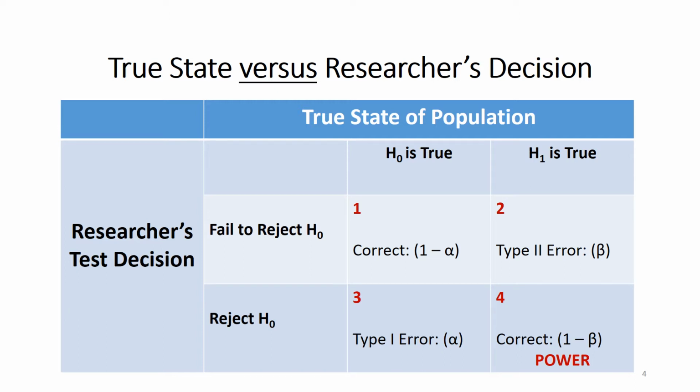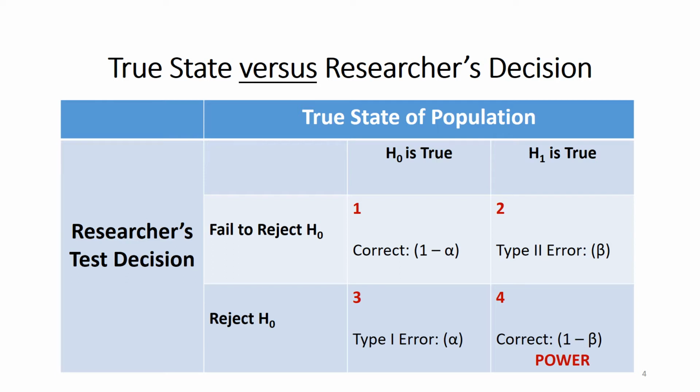We can either fail to reject the null hypothesis and say, we found nothing, there's no evidence of a significant effect, etc. Or we can reject the null hypothesis and conclude that, yes, we found a significant effect, we found a significant difference. So those are our two outcomes. For the true state of the population, in the bold at the tops of the columns, we see H0 is true and H1 is true. Those are the true possible outcomes in the population.